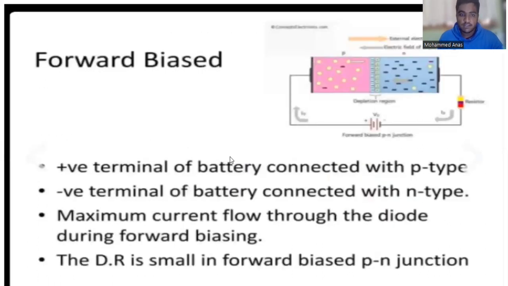This is forward bias. The positive terminal of your battery is connected with the P-type and the negative terminal of your battery is connected with the N-type. The maximum flow of current takes place through the diode during forward bias. The depletion region is smaller in a forward biased p-n junction.